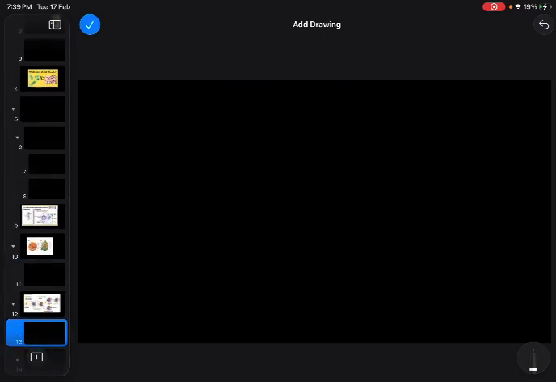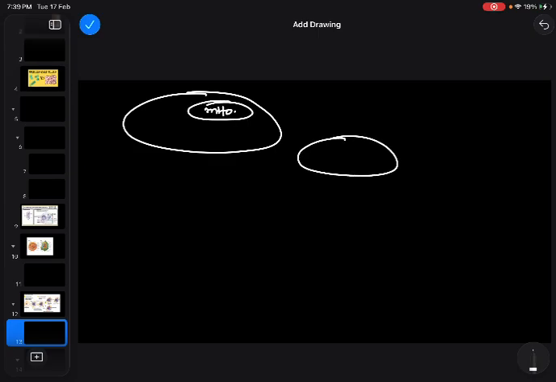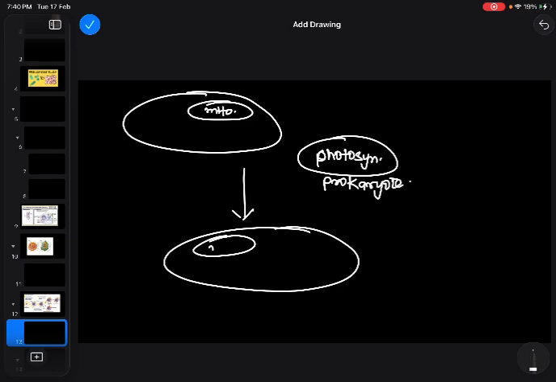Similarly, when this cell with mitochondria engulfed photosynthetic prokaryote, it formed mitochondria and chloroplast, which we now see as plant cell.